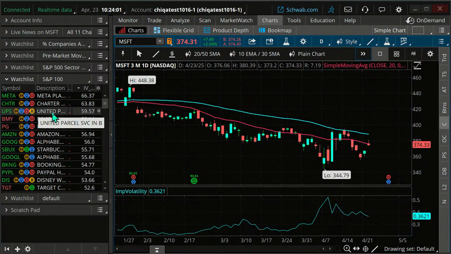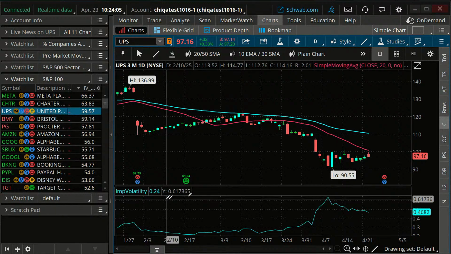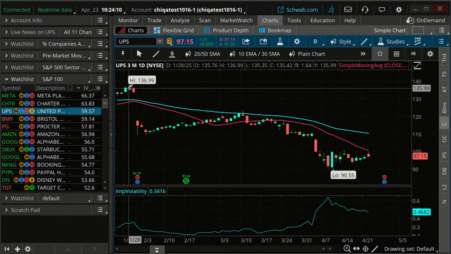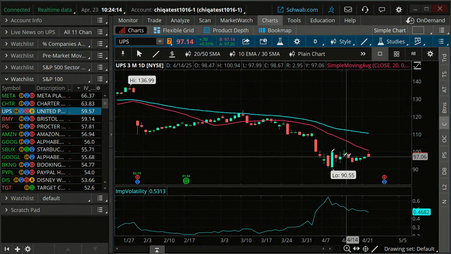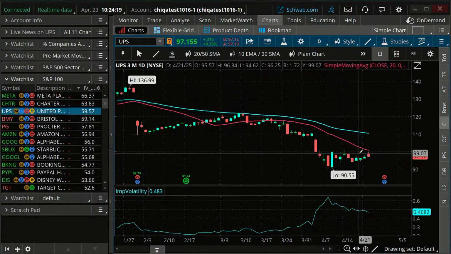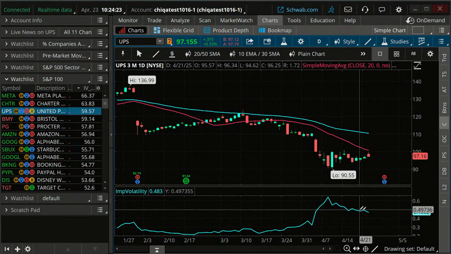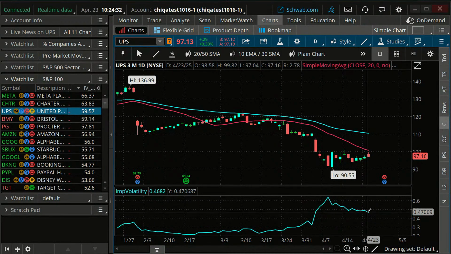So I'm going to look at UPS here as an example trade. The general trend has been down on UPS, okay? The general trend has been down, and the implied volatility is relatively high compared to where it's been, okay? But it's actually been declining a little bit.